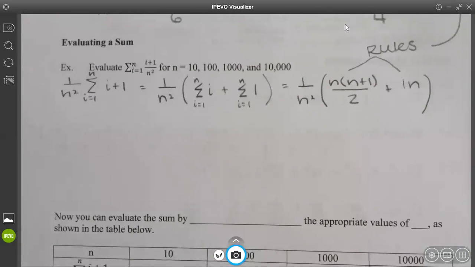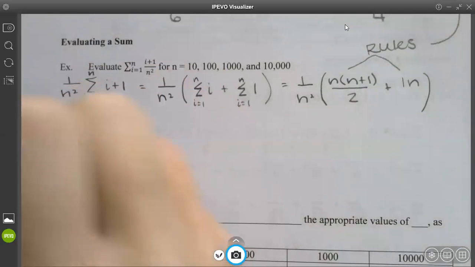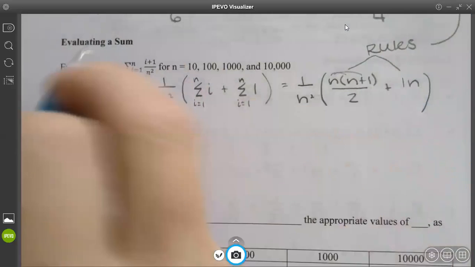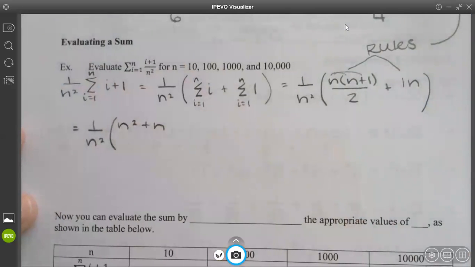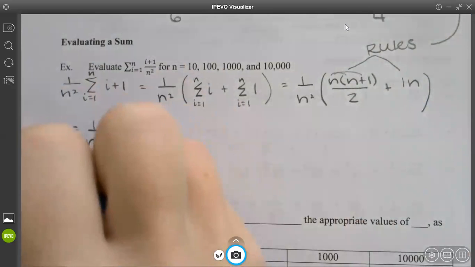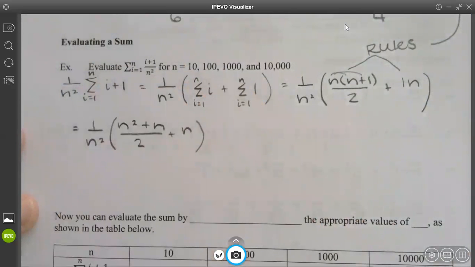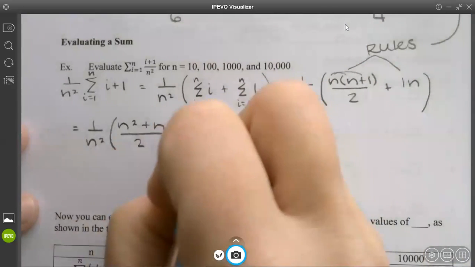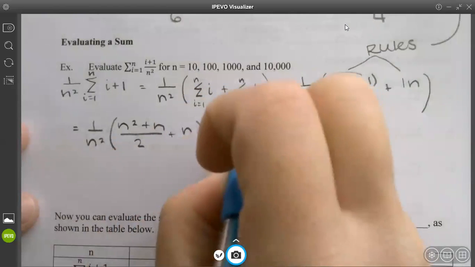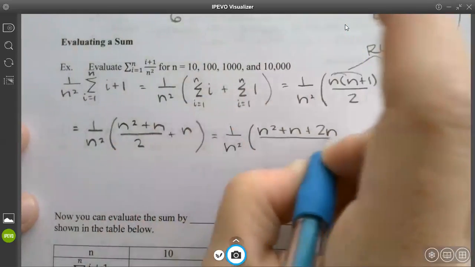Okay, so we're going to make this more simple. So what can we do? I'm going to go ahead and clean this up. I'm going to leave this 1 over n squared out for a minute. I'm going to distribute this n. What can I do now? How can I get these together? What's your common denominator? So it gives me n squared plus n plus 2n over my common denominator 2.